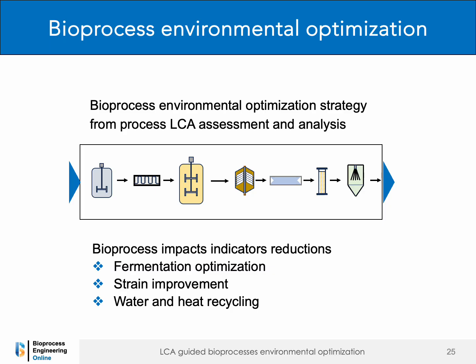In summary, in this introductory tutorial on bioprocesses environmental optimization, you learned utilizing process lifecycle assessment as a tool to guide the environmental optimization of bioprocesses, implementing strategies to reduce the environmental footprint of fermentation bioprocesses. They include optimizing the fermentation operation, enhancing microbial strains, and incorporating water and heat recycling procedures.